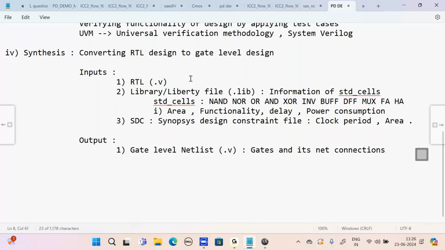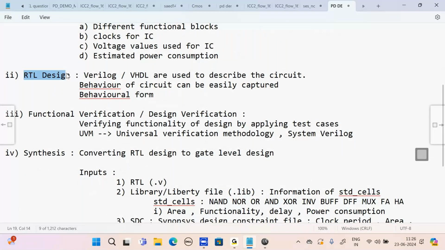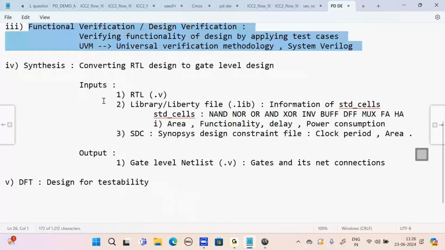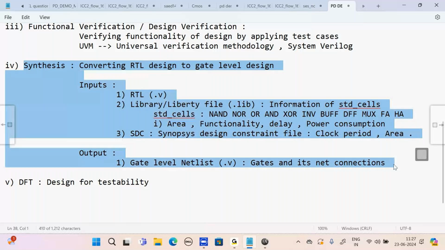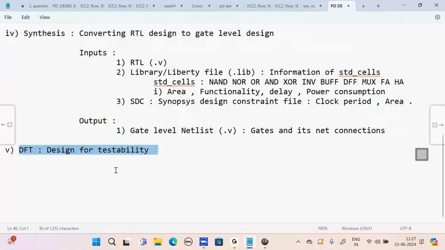So next, before physical design, one team comes into the picture, called the DFT team, design for testability. Whatever steps I am writing here, each is one course. Synthesis is one course, but we will cover it as part of PD only. DFT is again a separate course. Design for testability is again a separate course. So what is the role of DFT engineers then?